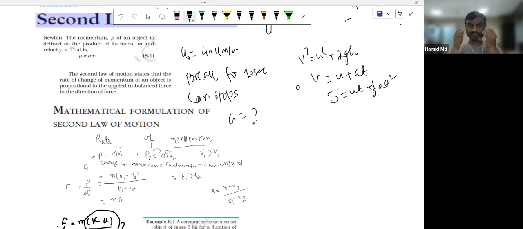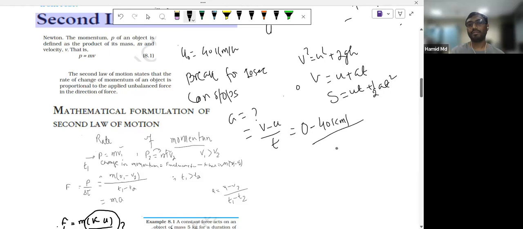So A equals V minus U by T. Good. What is V? 0. U is velocity, 40 kilometer per hour, and this is in seconds. So we are in trouble. We have to change either this kilometer per hour to seconds or this seconds to hours. So which one do you want? 40 kilometers to meters, yeah.